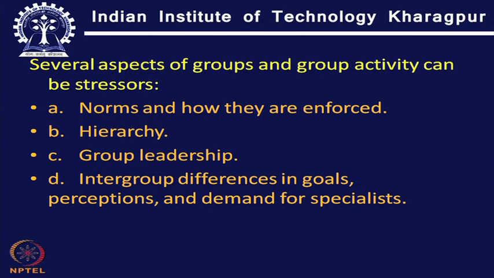So, several aspects of group and group activity can act as stressors. First in the list is, of course, the norms of the group and how they are enforced. What are the levels of hierarchy in the group? What is the power distance in the group, and what information percolates down to the lower rank members or not? How much clarity of information is maintained, and how much transparency is there?